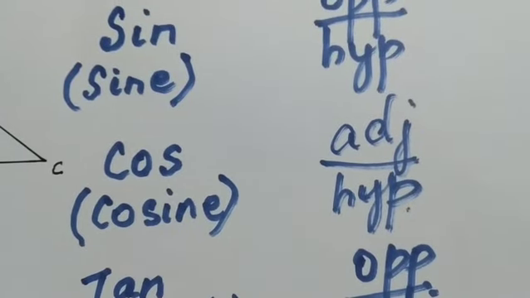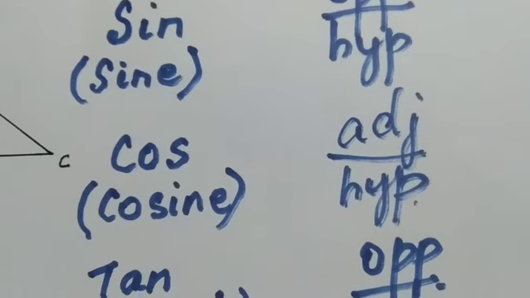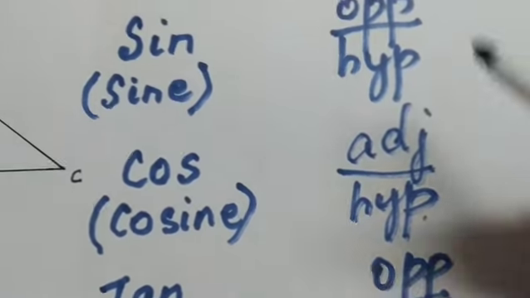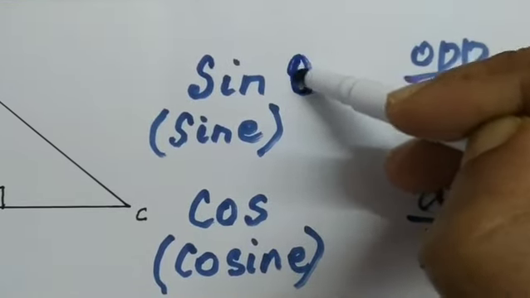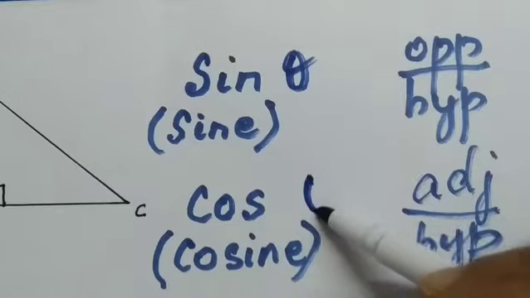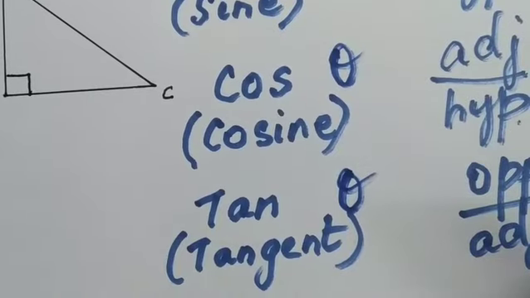Now in algebra, we would have come across this variable called x that is used to denote an unknown quantity. Similarly, in trigonometry, although you might see x in some places, most of the time, instead of x, they use a Greek letter called theta. This is how it's written, theta. So you can say sine theta or cos theta or tan theta.